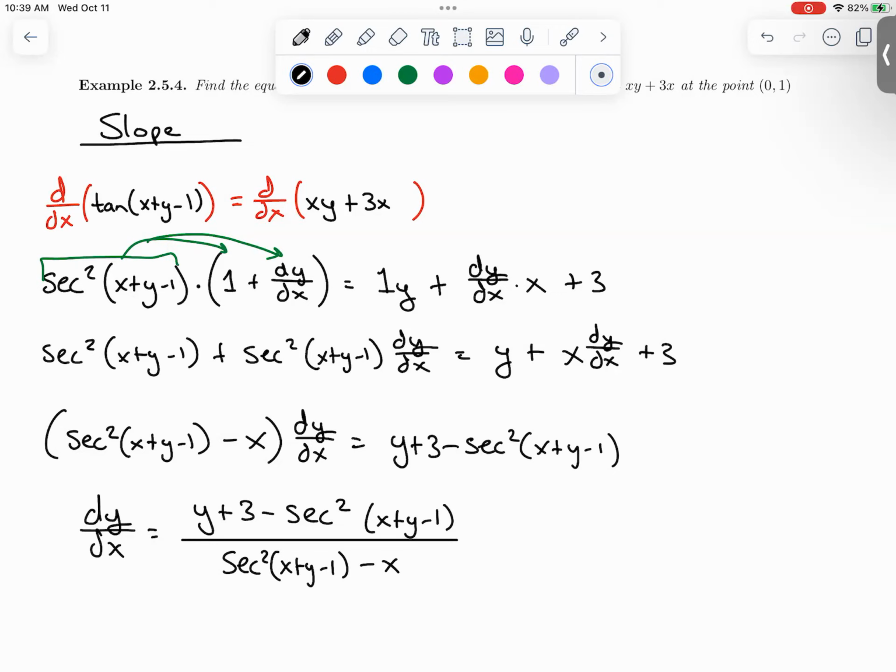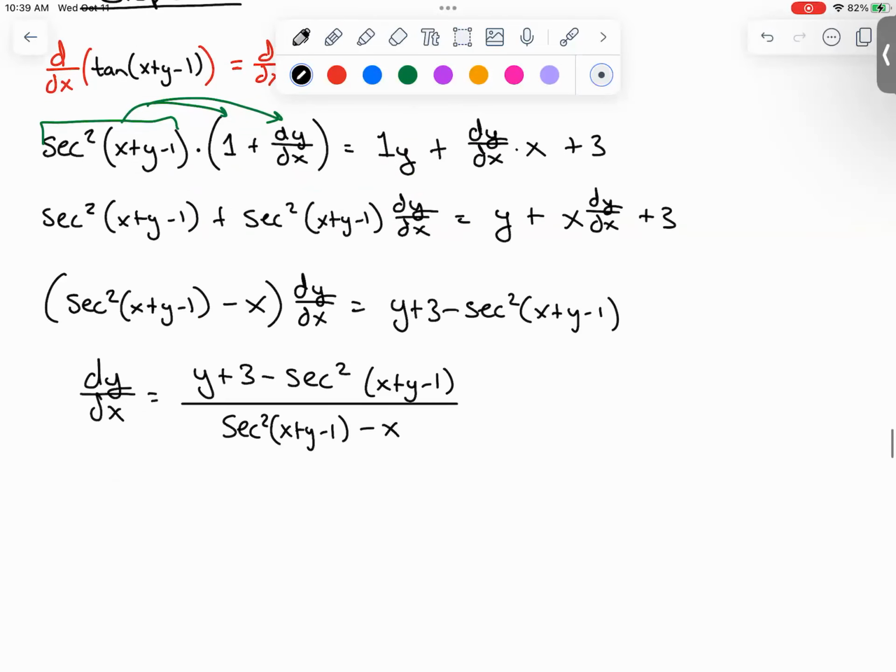Now I can plug in 0 and 1 for x and y. So dy/dx at (0, 1), that vertical line being evaluated at the quantity (0, 1), so at x equals 0 and y equals 1. That gives me 1 plus 3 minus secant squared of (0 plus 1 minus 1), so secant squared of 0, divided by secant squared of 0 minus 0.